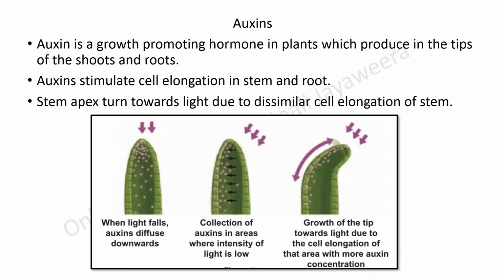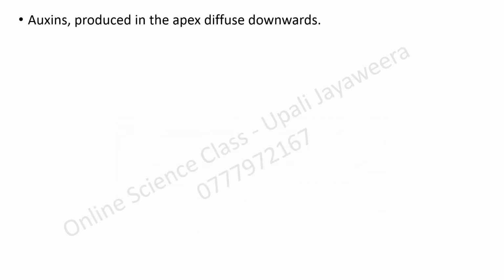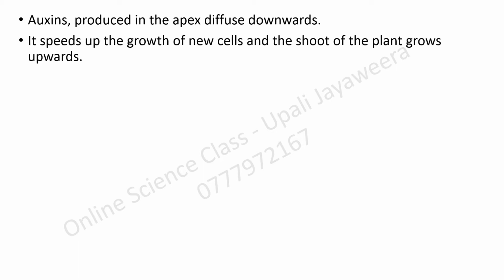Now refer to the diagram. When light falls, auxins diffuse downward. Then auxins collect in areas where the intensity of light is low. Then the tip grows towards light due to the cell elongation of the area with more auxin concentration. Auxins produced in the apex diffuse downwards. It speeds up the growth of new cells and the shoot of the plant grows upwards.